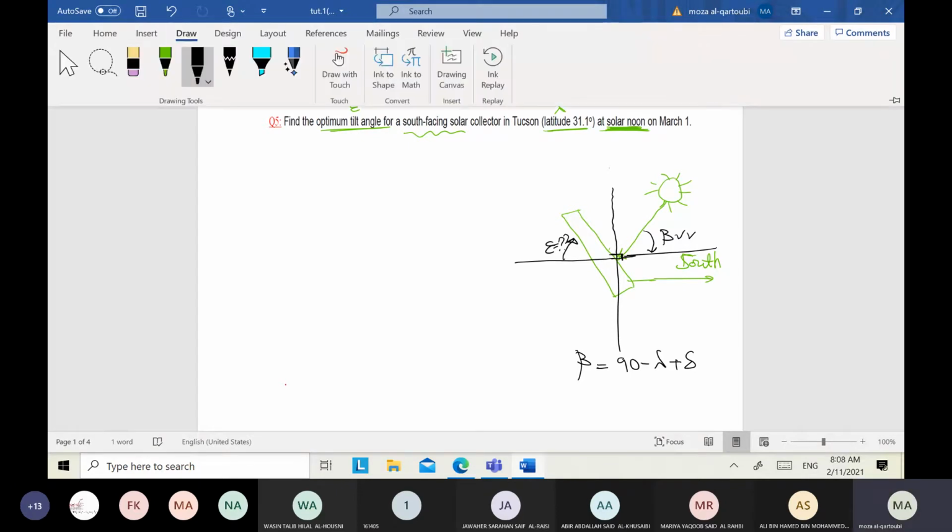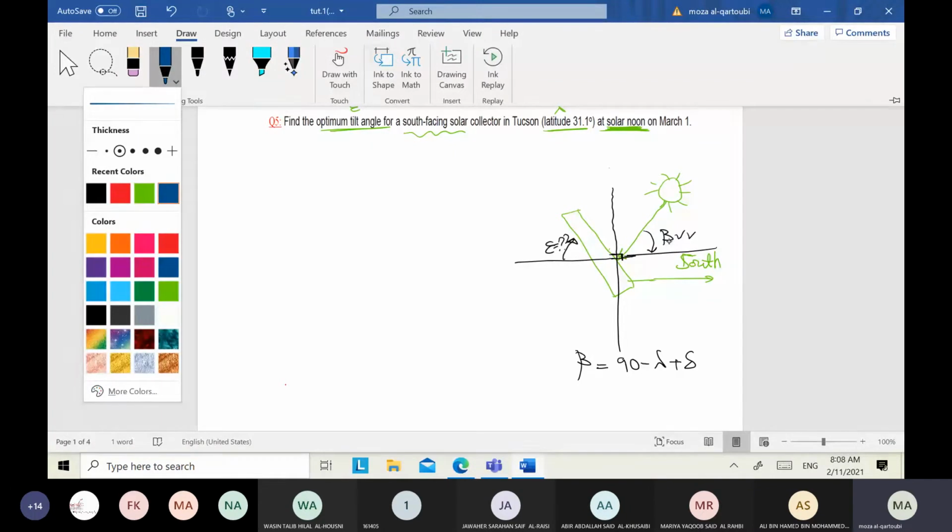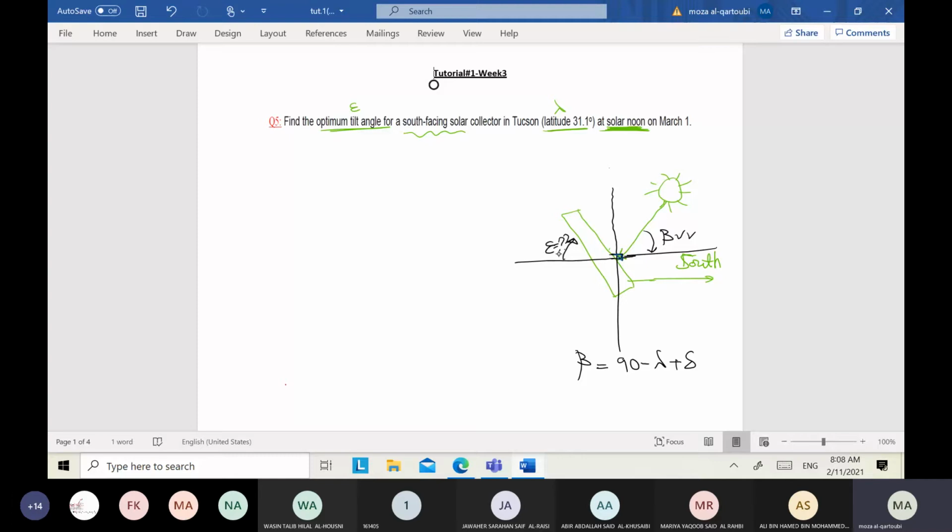Okay, we have two angles now. We have beta, we find beta in this case. We have angle 90 in this place, so we need epsilon. How to find epsilon? From symmetric of angle. تذكروا الزوايا التناظر والتماثل. How to find epsilon?